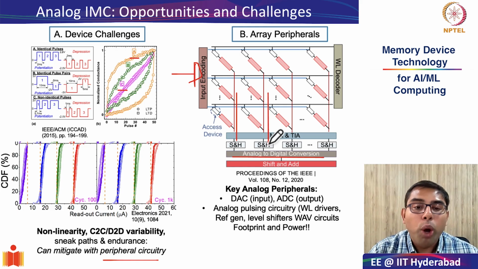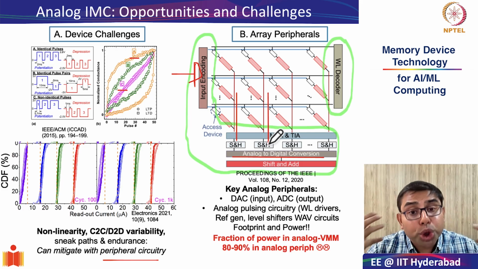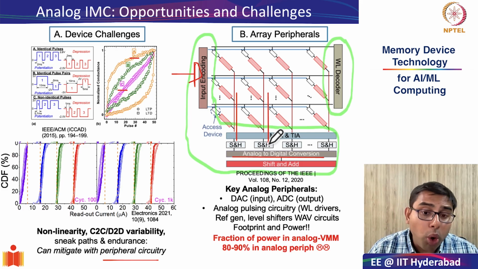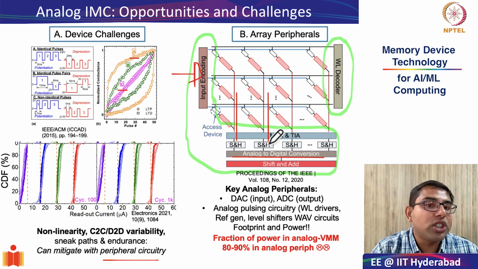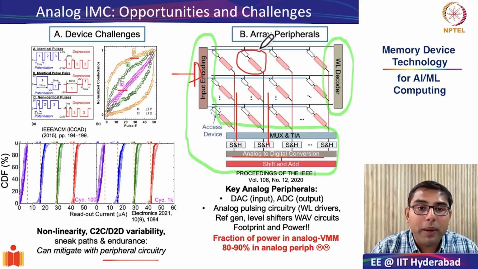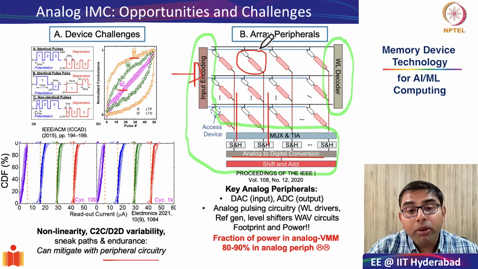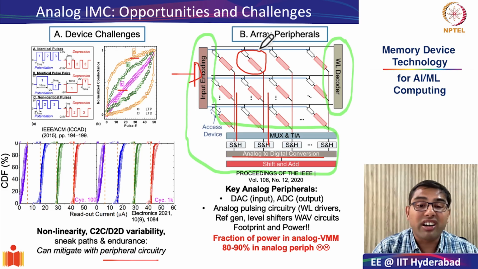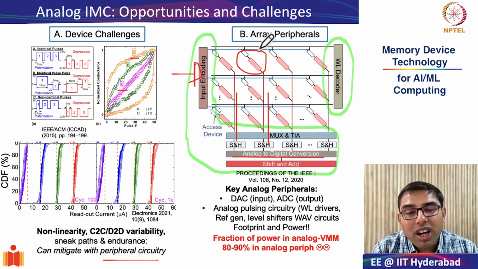And it has now been shown that the fraction of power that is consumed in analog vector matrix multiplication, only a small fraction, only 10 to 20%, is actually from this actual vector matrix multiplication. The rest, most of the power, 80 to 90%, is consumed by the analog peripheral circuitry itself. So there is a lot of work happening in trying to see how we can mitigate these effects.